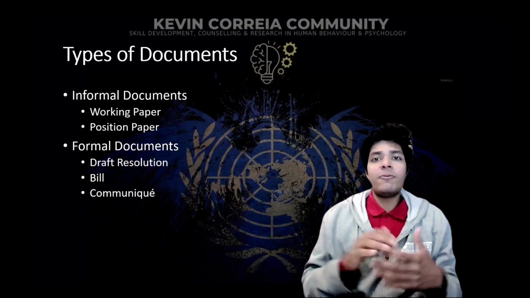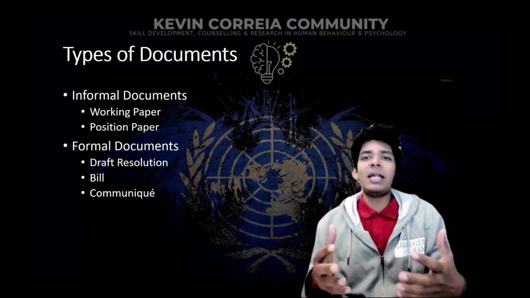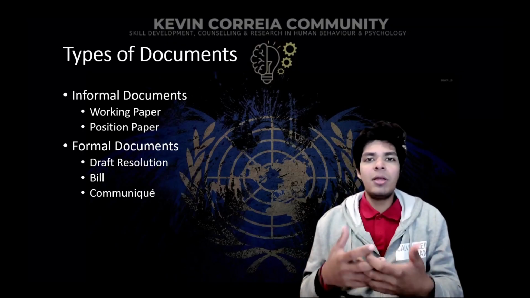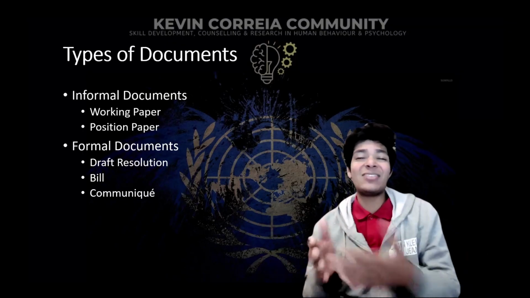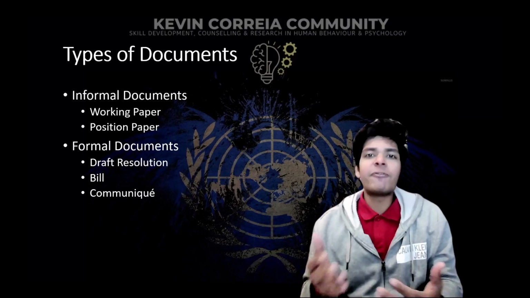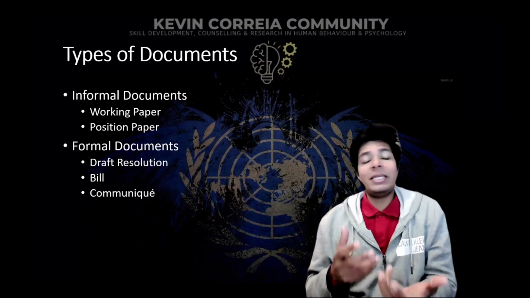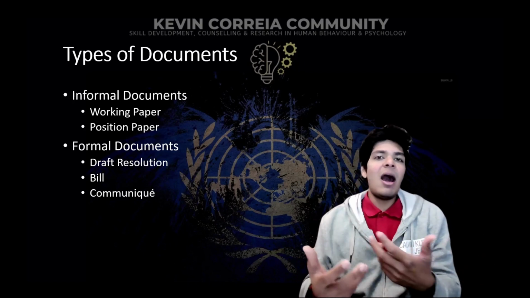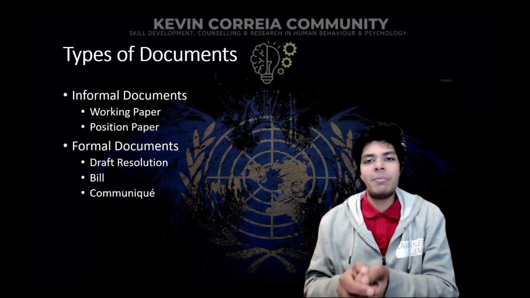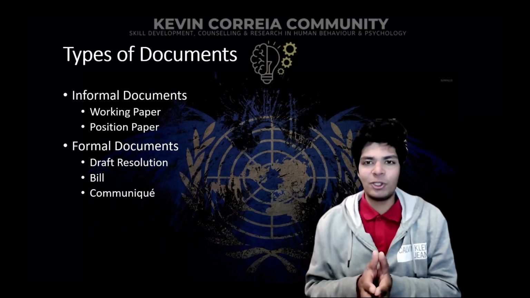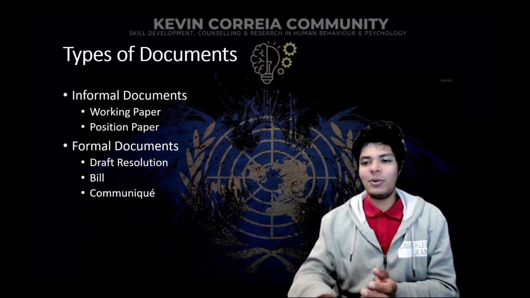Now, the formal document that is mostly used in a United Nations conference as well as a Model UN is the draft resolution. Of course, you have other documents that are also legally binding, like a bill or a communique that is used in various other styles of parliamentary debate. But primarily, what we're going to talk about is the draft resolution. So let's get into it.